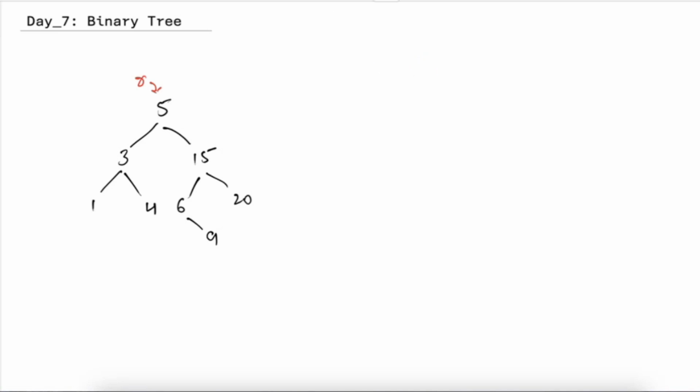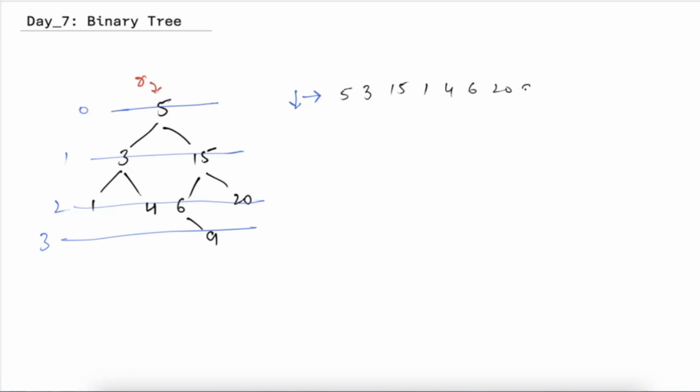In order, pre-order, post-order, there are three ways, but there can be more ways. For example, let's say this is level 0, this is level 1, this is level 2, and this is level 3. One way of traversing the tree is that you go to each and every level in increasing order, and for each level we will be traversing the tree from left to right. Therefore the output will be 5, 3, 15, 1, 4, 6, 20, and 9.